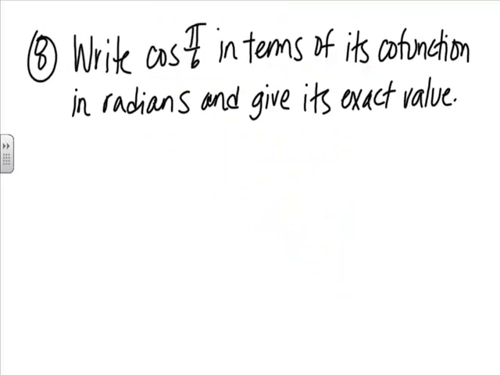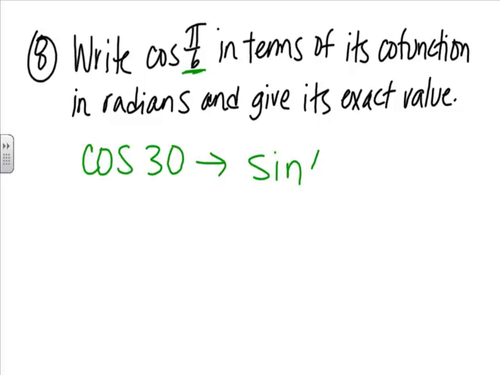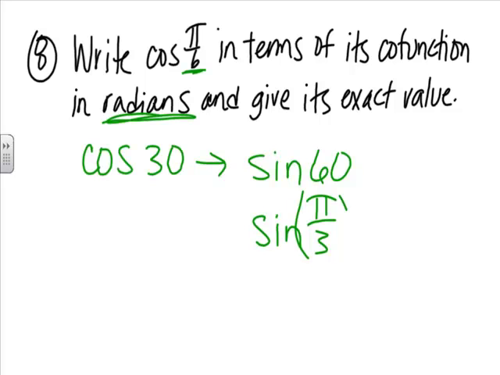Okay, next one. 8. Write cosine pi over 6 in terms of its cofunction in radians and give its exact value. So I talked about, like, you could just do this all in radians and just sort of deal with fractions, but if that makes you uncomfortable, you can change pi over 6 into degrees. You might be able to deal with that better. So 180 divided by 6 is 30. So the cofunction of cos 30 is sine 60. But since I need to be in radians, then I need to have the ability to change 60 back into radians. So that would be the sine of pi over 3.